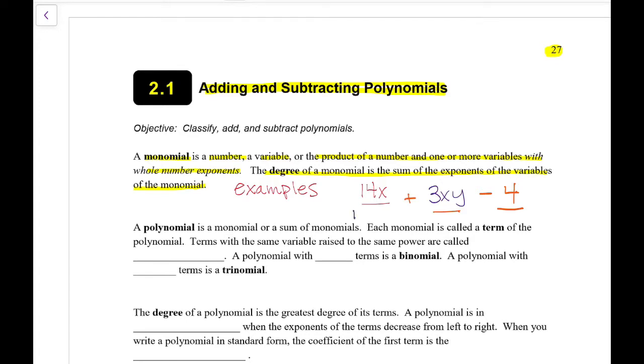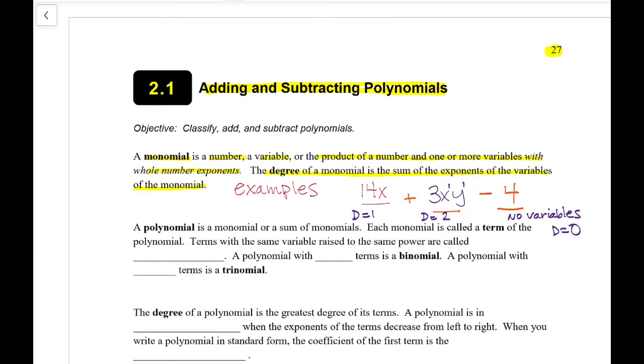Now the degree of each of these, you just take the sum of the exponents of the variables. So for x, the exponent of x is a 1. So the degree of 14x would be just 1. If I have 3xy, x has a 1 and y has a 1. So when I combine those together, it gives me 2. So the degree of that second term would be 2. The degree of the last term, if there's no variables, the degree is just going to be 0.